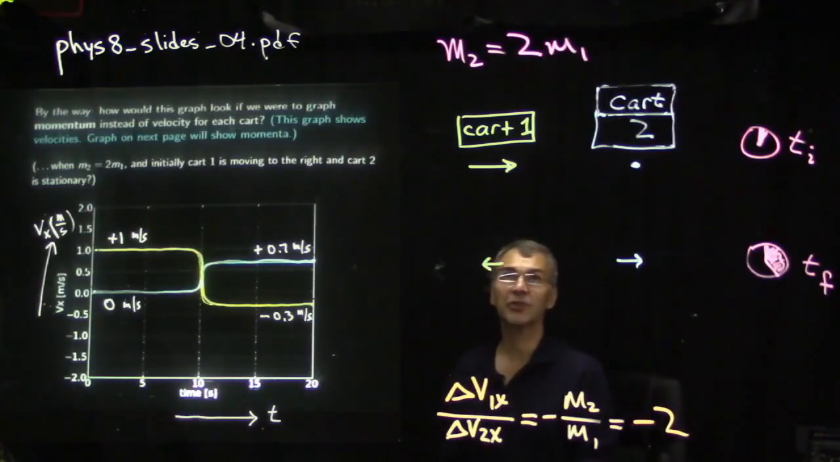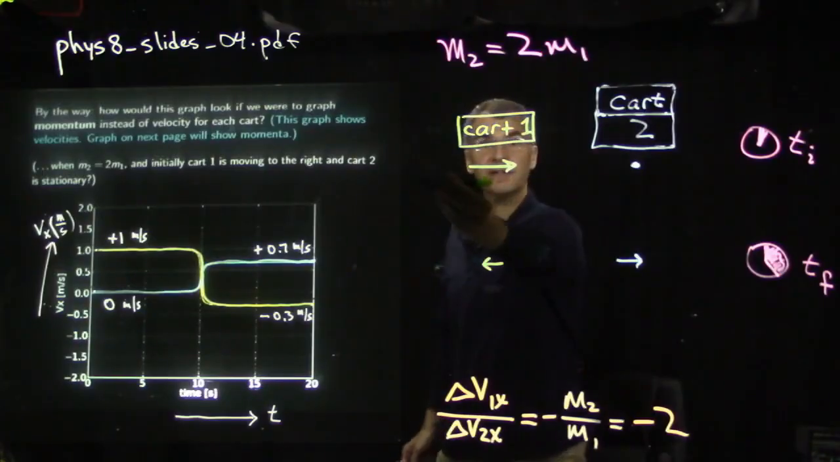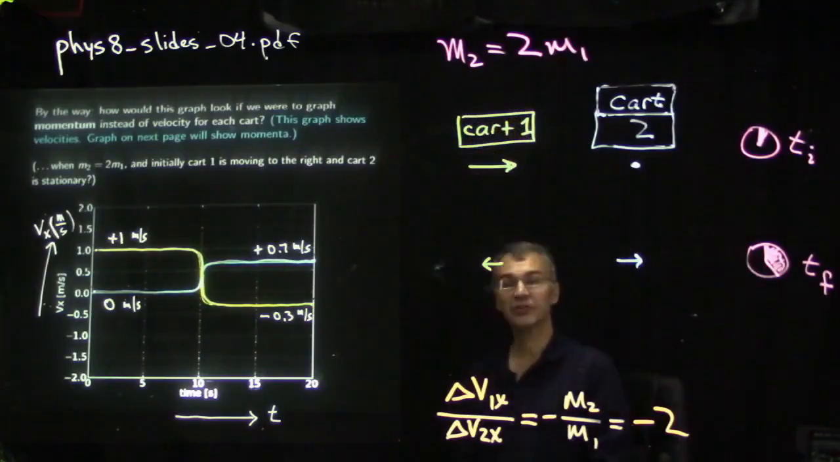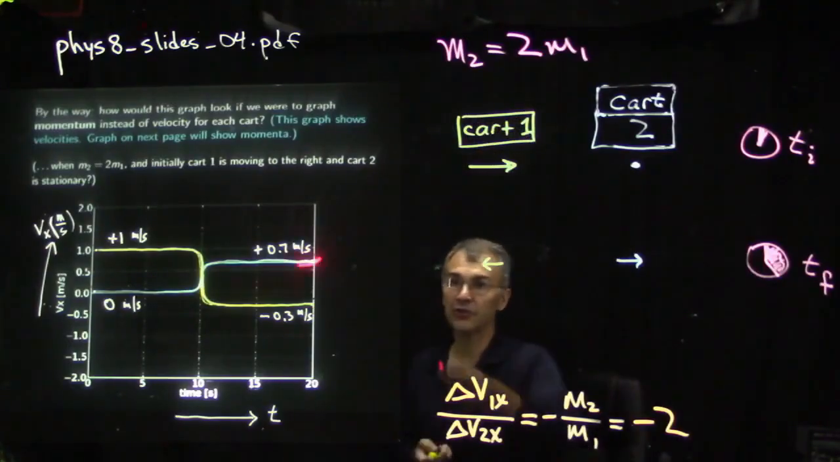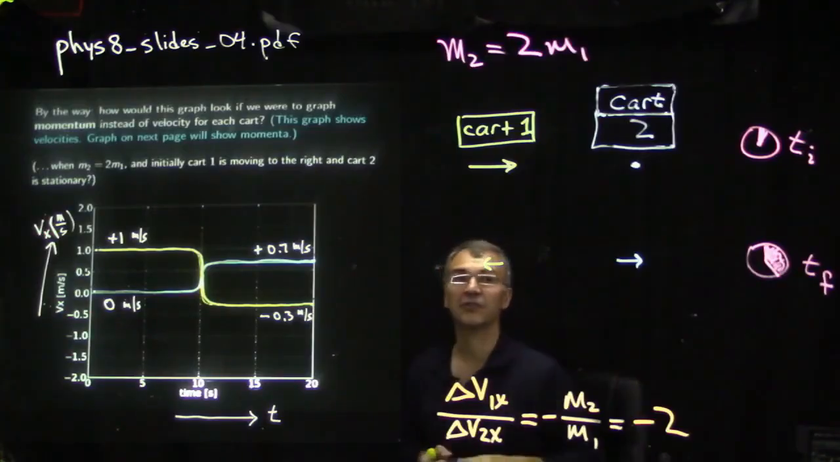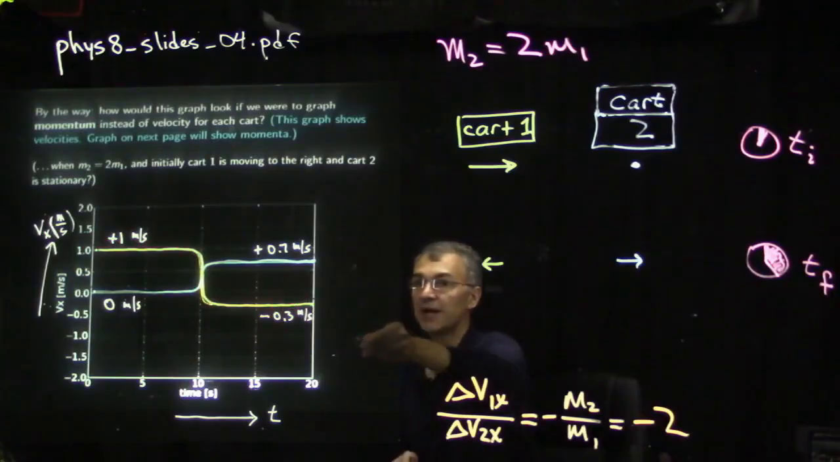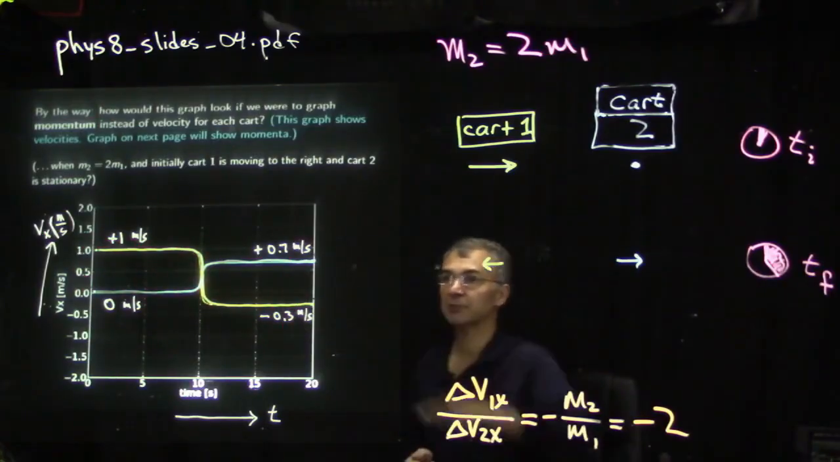By the way, for this collision that we just watched, where cart 2 has twice the mass of cart 1, and cart 1 is initially moving to the right, and cart 2 is initially stationary, the graph that we chose was this graph. Now it's drawn bigger. Here's the x component of velocity measured in meters per second on the vertical axis. Here's the time measured in seconds on the horizontal axis. Cart 1 went from +1 meter per second down to -0.3 meter per second, and cart 2 went from 0 meter per second up to +0.7 meter per second.